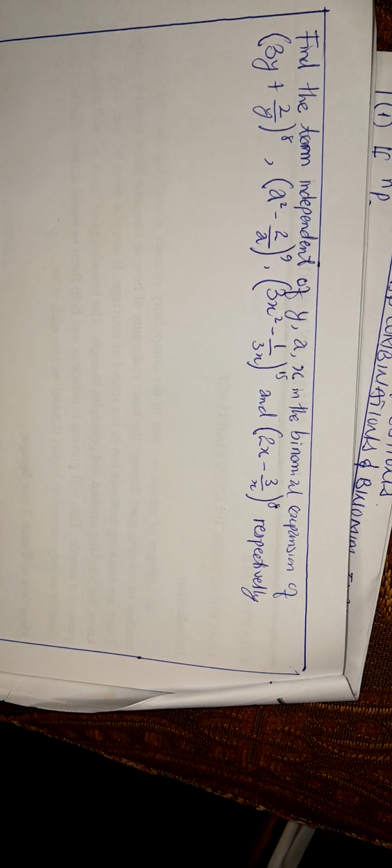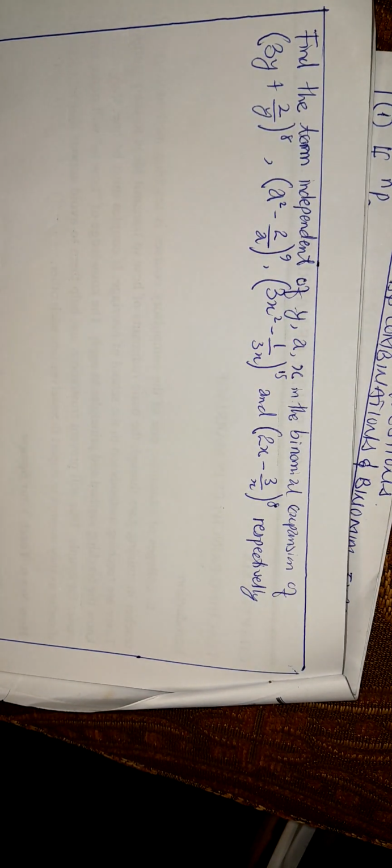Right, welcome to the question that has to do with binomial expansion. So I'm asked to look for the term independent of y. This y is for this, a is for this, x is for 2 in the binomial expansion below respectively.